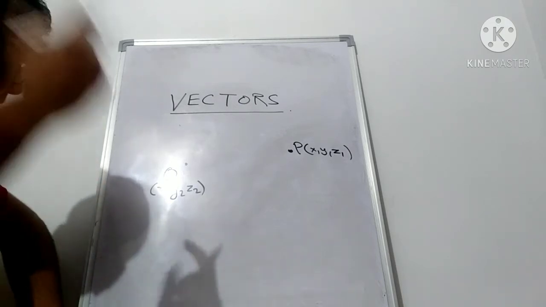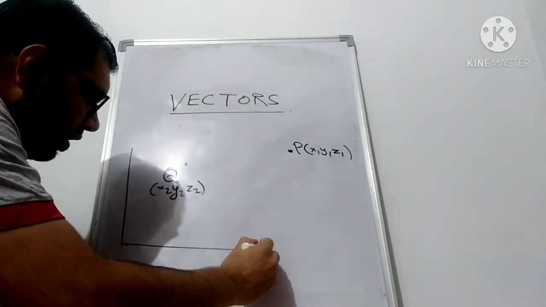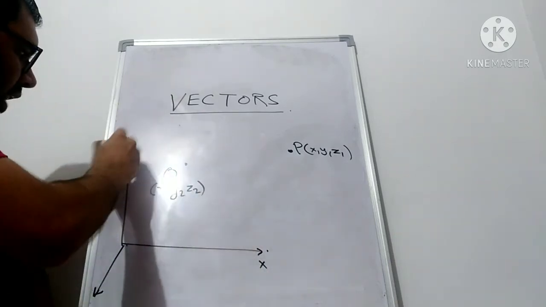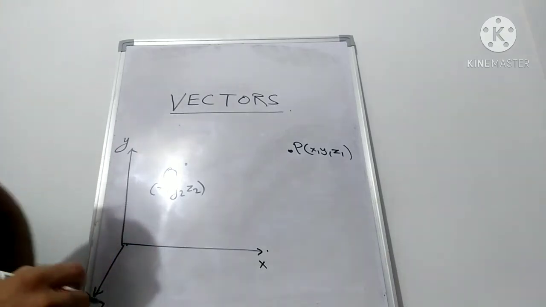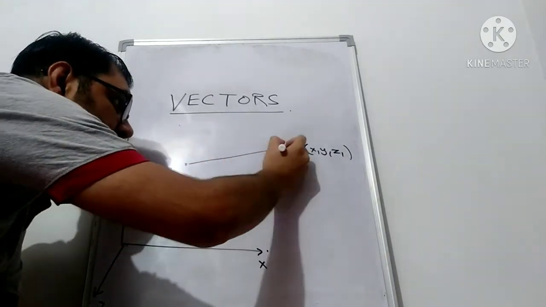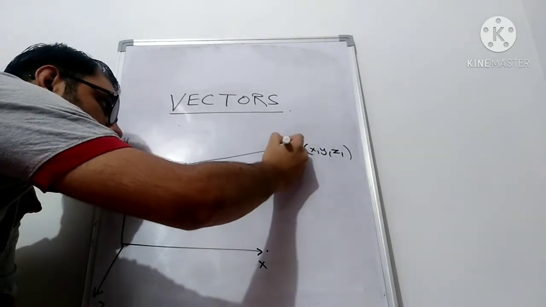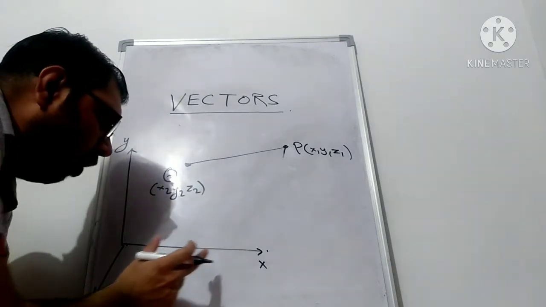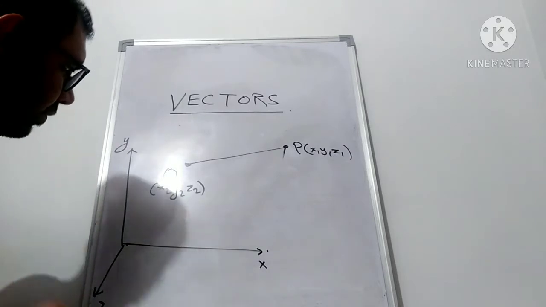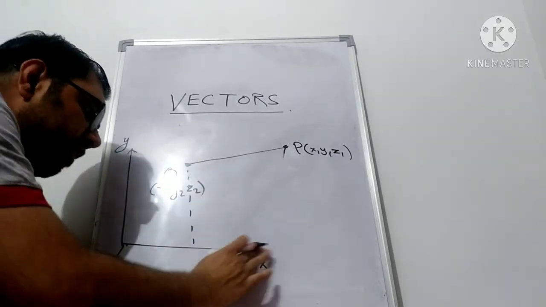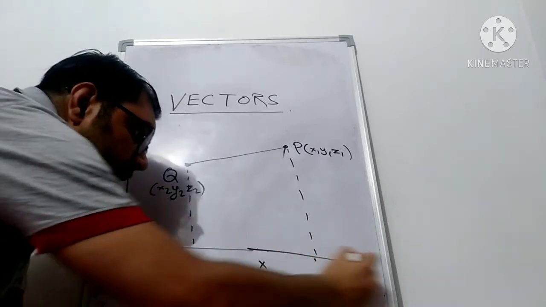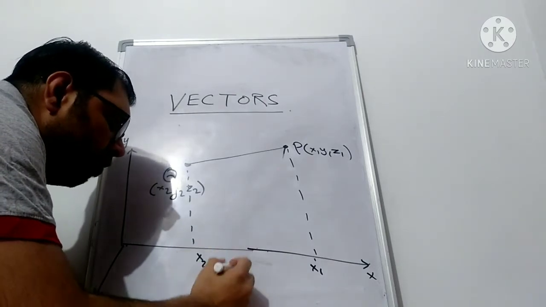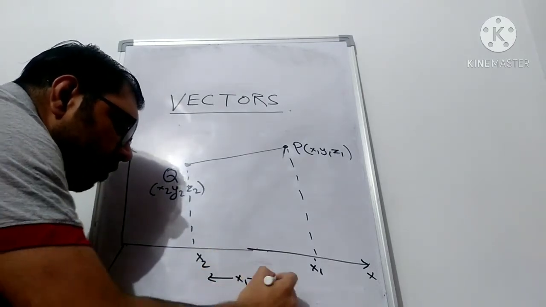So in the 3 coordinate system, this is like this: x axis, y axis and z axis. If I want to find the distance between these 2 points P and Q, I have to see what distance we need to cover along the x axis. If we see their gap along the x axis, this will be x1 and this will be x2, which means the gap will be x1 minus x2.